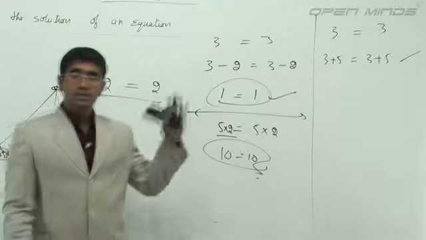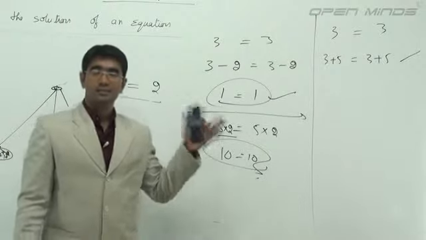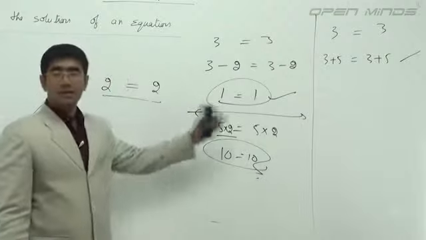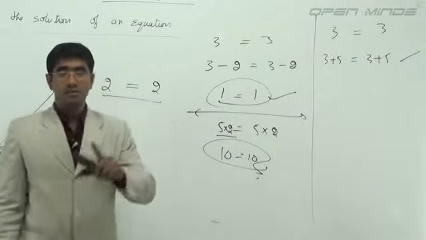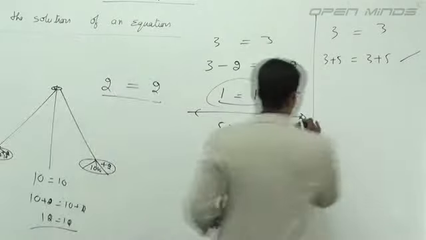It means on both sides I can add, on both sides I can subtract, and even I can multiply on both the sides, but with the same number. That's all about it. Now let's talk about division.